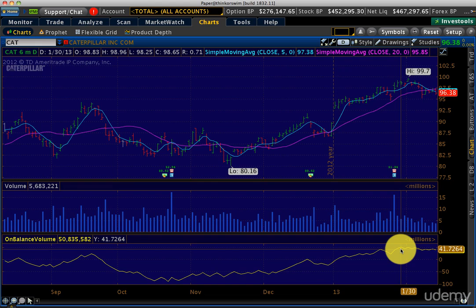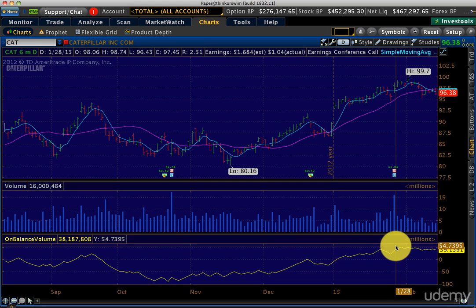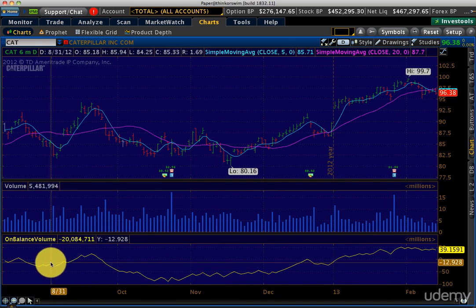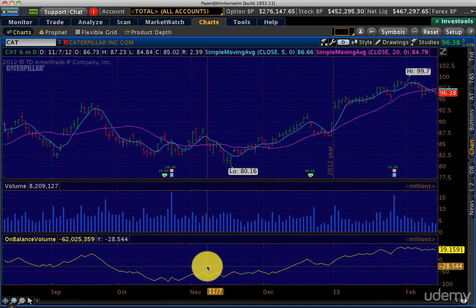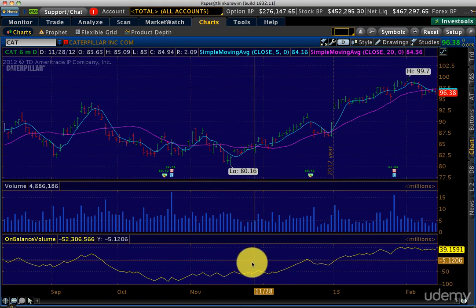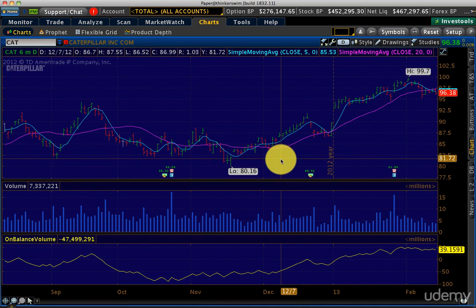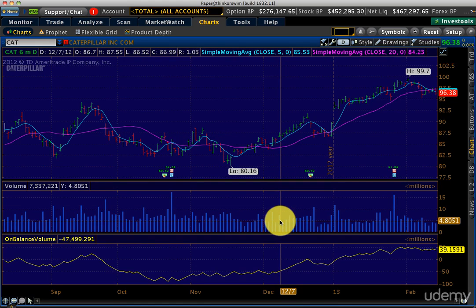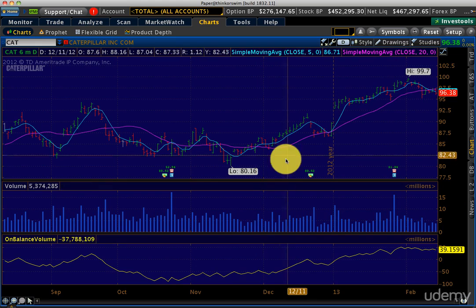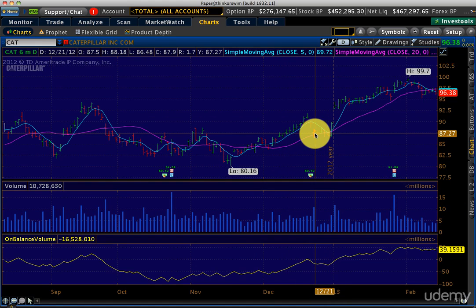What does the on-balance volume indicator tell us? Broadly, it tells us whether there is buying pressure or selling pressure on a stock. And the way it does that is it carries a cumulative total of a volume number. If you have an up day, which is indicated by green bars, then the volume for that day is added to the cumulative total. And if you have a down day, then the volume for that day is subtracted from the cumulative total.